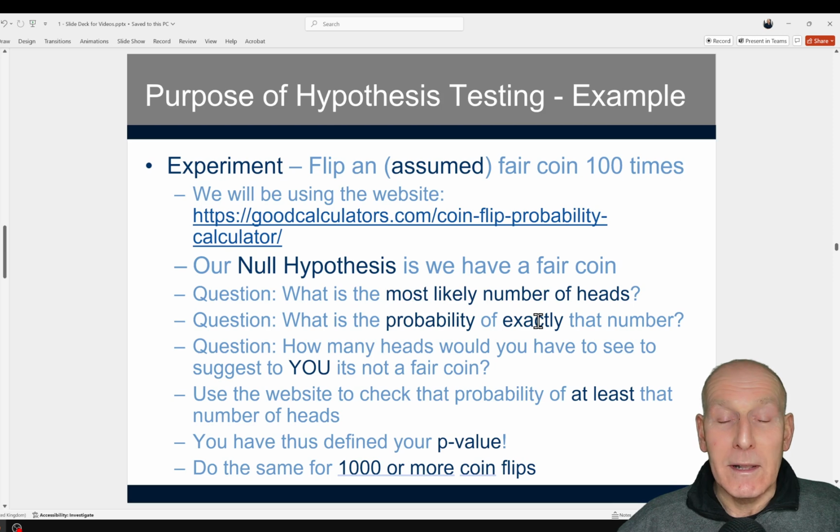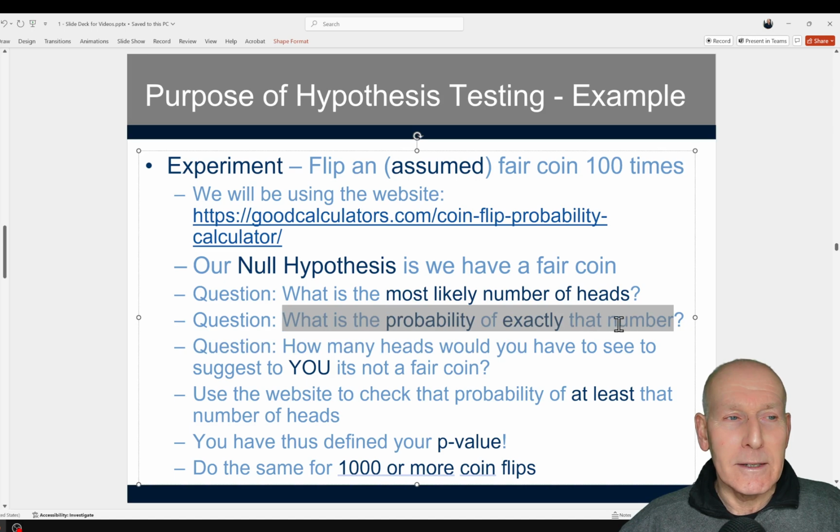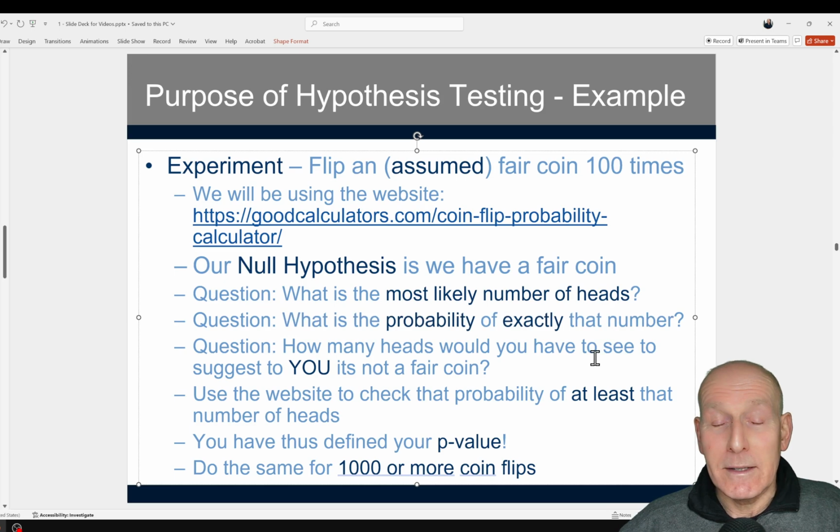Now, the most likely result, based on mathematics, would be 50 heads and 50 tails. Out of interest, do you know exactly what the probability is of getting 50 heads and 50 tails? It might be a little bit smaller than you think. In actual fact, it's about 8% of the time.